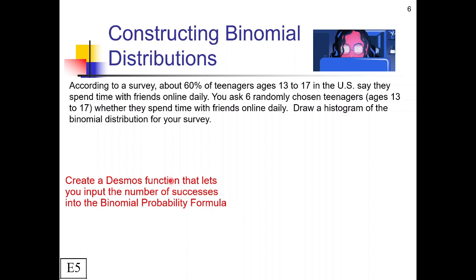All right, so if I'm looking for something that lets me plug in number of successes, I'm going to write this as p of x, and x will be my number of successes. Now the first part of our formula was n choose k. K was the number of successes.